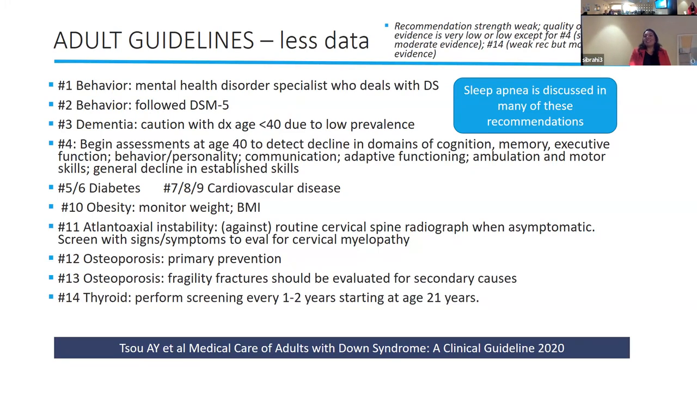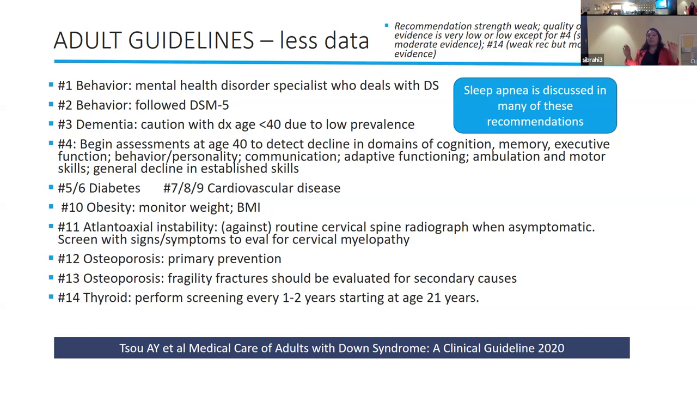The adult guidelines highlight that evidence is really weak and recommendations may be weak, with the exception of maybe number 4, which says begin assessments at the age of 40 to detect domains of cognitive functioning, because we're looking for even the mildest decline in cognitive functioning as it relates to the progression into things like dementia, Alzheimer's dementia. Other things are listed here.